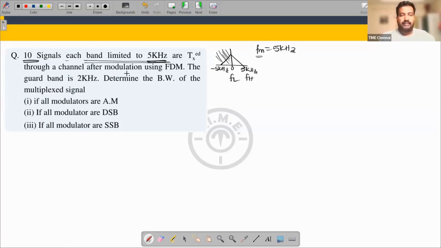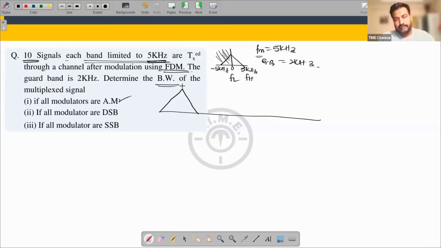They are transmitted through a channel after modulation using FDM. Guard band is 2 kilohertz. Determine the bandwidth of the multiplexed signal if all the modulators are AM. AM takes a total of 2 fm. The important thing in this question is understanding that fm is 5 kilohertz. If you fail in doing so, then your complete problem will go wrong.